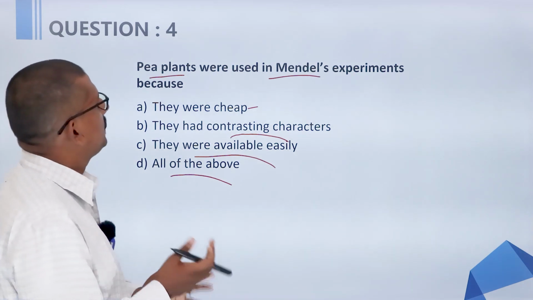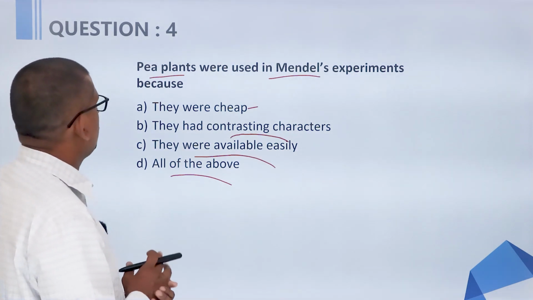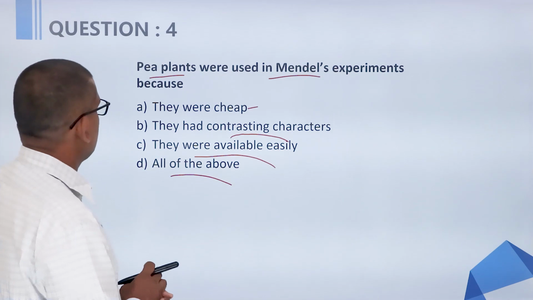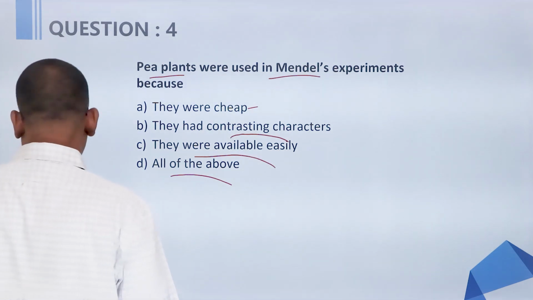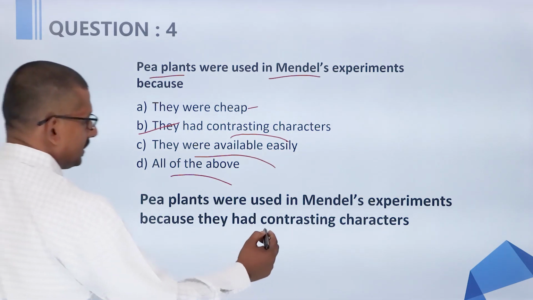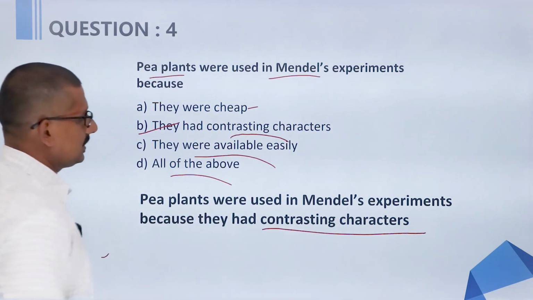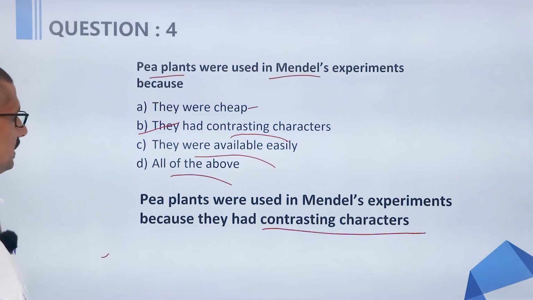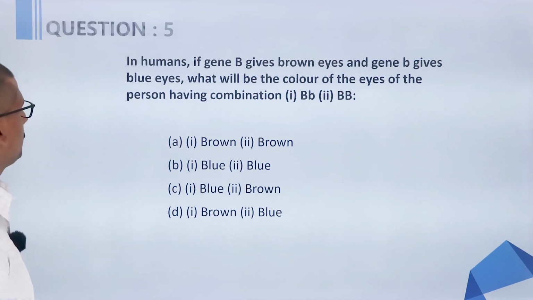So the pea plants were used in Mendel's experiment because they were cheap, they had contrasting characters, they were available easily, and all of the above. So the right answer is they had contrasting characters. So understood? The pea plant had seven different contrasting characters. So let's move on to question number 5.